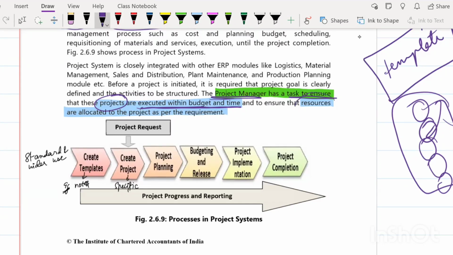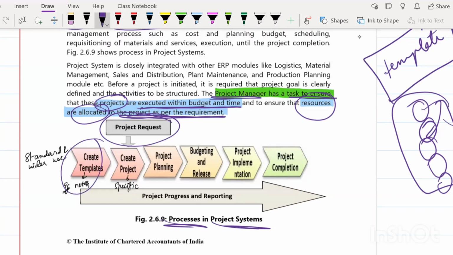It will also ensure that all the resources in the company are allocated to the project as per requirement. If there is less requirement, they should not over-allocate. According to whatever requirement is there, the project systems module makes sure you allocate accordingly. So what is the process in project systems? You will get a project request, say for building a residential complex. You already will have a template, or you'll create a template. This is your standard form for how you build a residential complex.